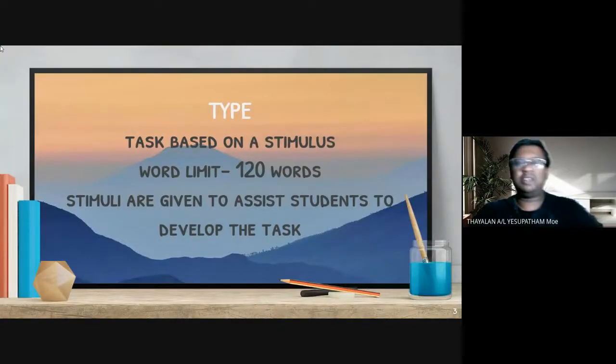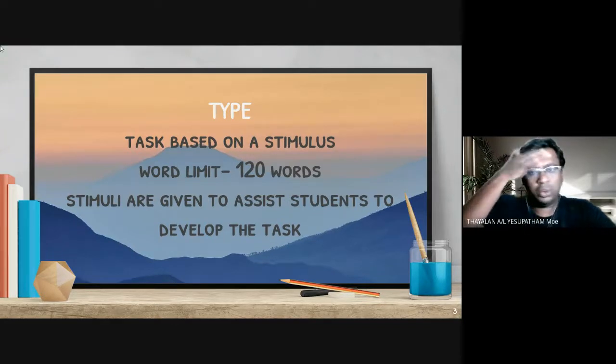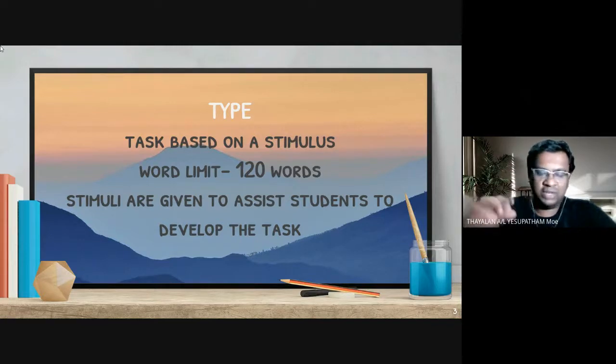Now, first thing, type. This is a task based on a stimulus. Word limit 120 words. This is your word limit. But must you write within 120 words? No. Is it wrong if you were to write exactly 120 words? No. Can you write more than 120 words? Yes. Stimuli are given to assist students to develop the task. So you are given assistance to write the task. You are given points or some form of guidance.